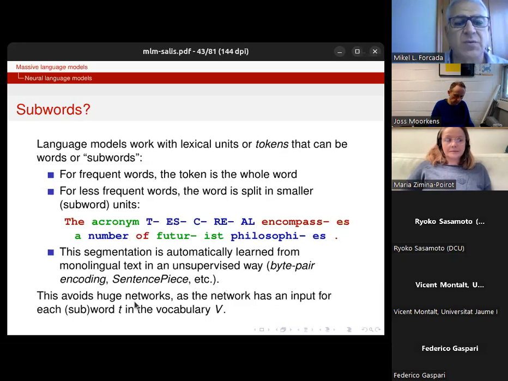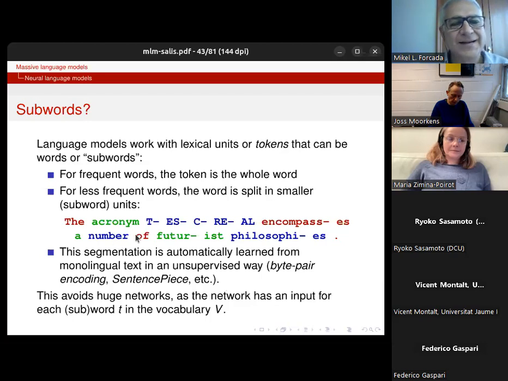And what is this for? This avoids huge networks, because the network has an input for each word. So you need to reduce your vocabulary, because otherwise your neural network will have too many words. Imagine, a vocabulary of 10,000 words for English is kind of short, and English is not a very morphologically rich language. But now go to, let's say, a language like Turkish. You have millions of forms, so you need to be able to divide them in some way.